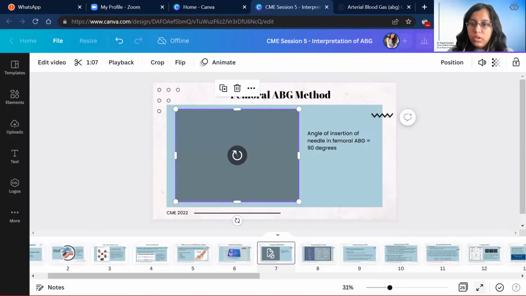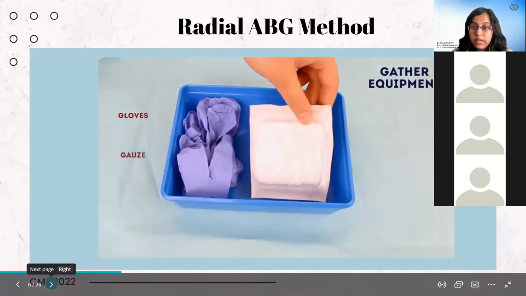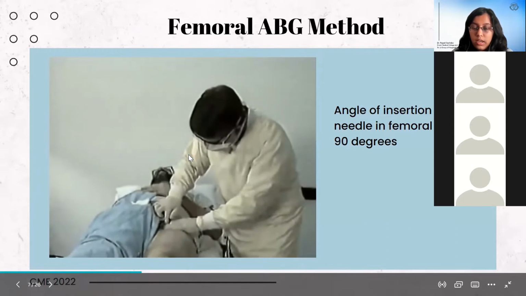Okay, so the only thing I want you to understand is the difference between a radial and a femoral ABG.